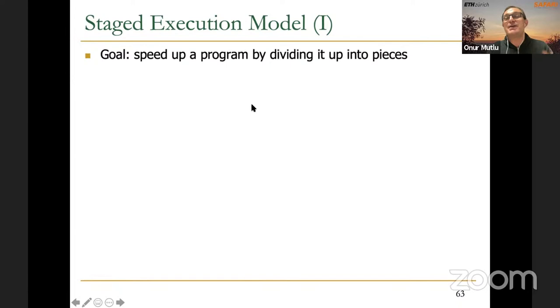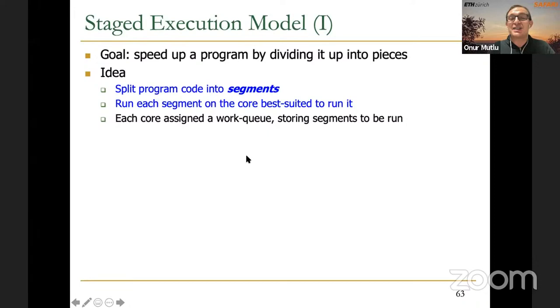You split a program code into segments, run each segment on the core best suited to run it. Now we're actually thinking about parallelization and heterogeneity at the same time, right? You're dividing up a program into segments in such a way that you have in mind some cores that are best suited to run these separate segments. I think this idea now combines what we think of parallelism and heterogeneity in these two lectures so far.